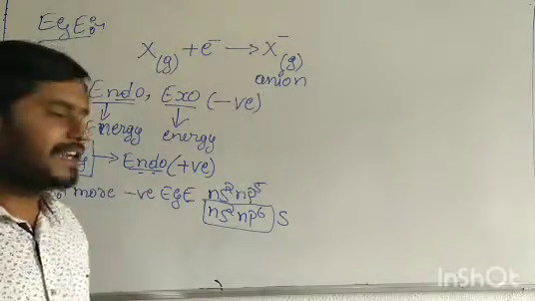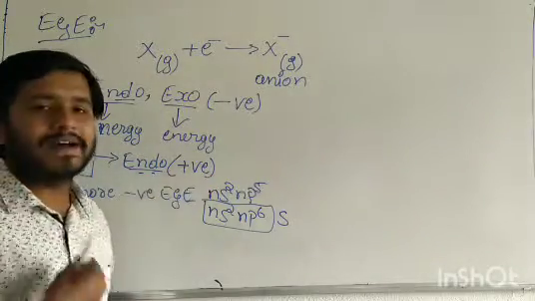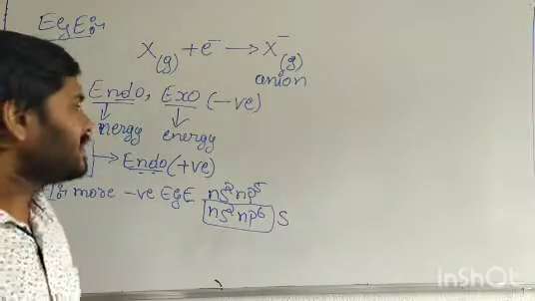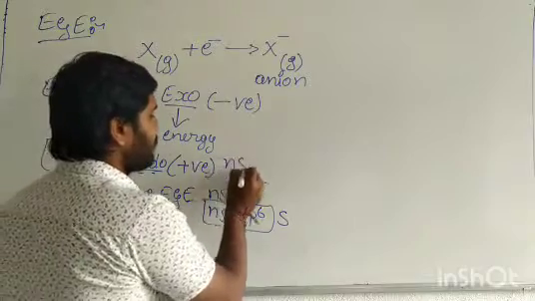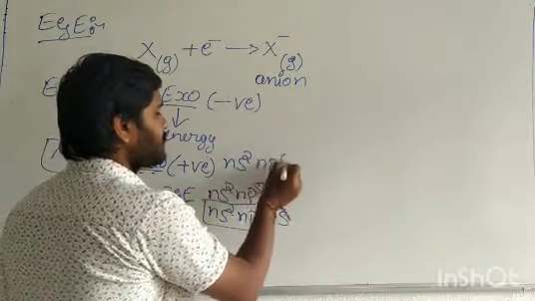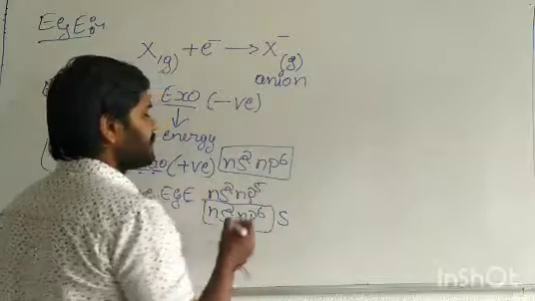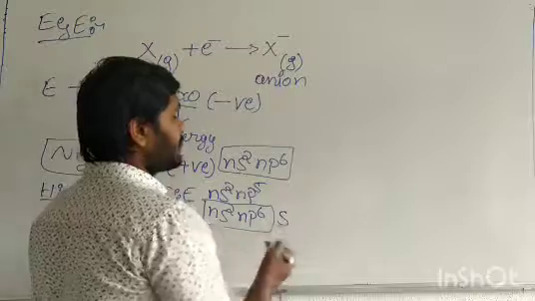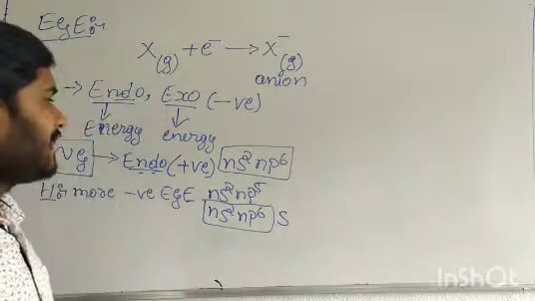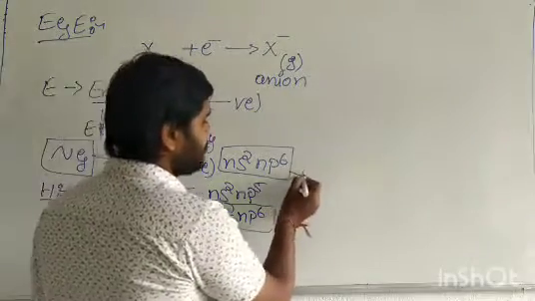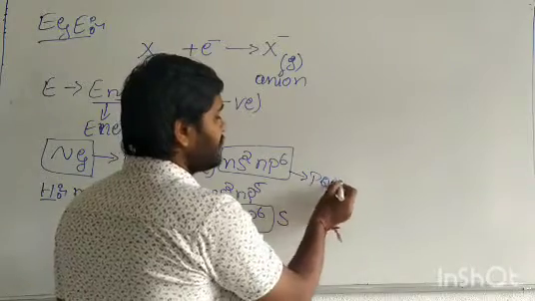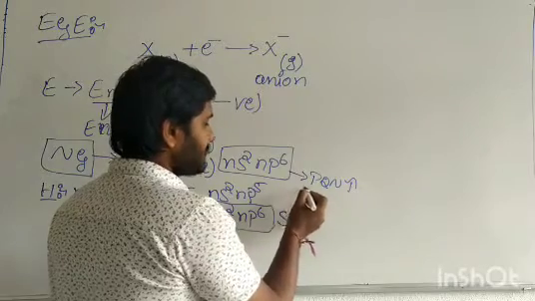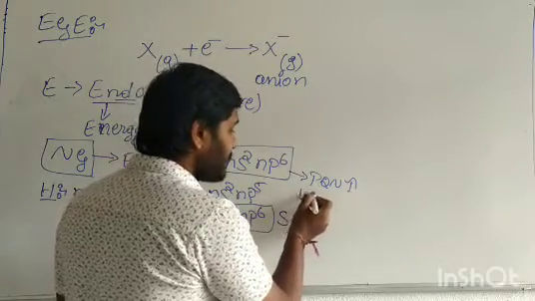For them it is an endothermic reaction. That means we have to supply some energy to add an extra electron, because they already have a filled configuration, ns2 and np6, in the outer electronic configuration. If we add an extra electron to this, the principal quantum number increases, so that it achieves a configuration with very low stability.